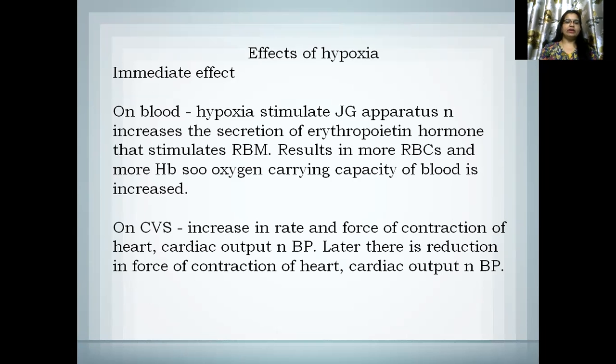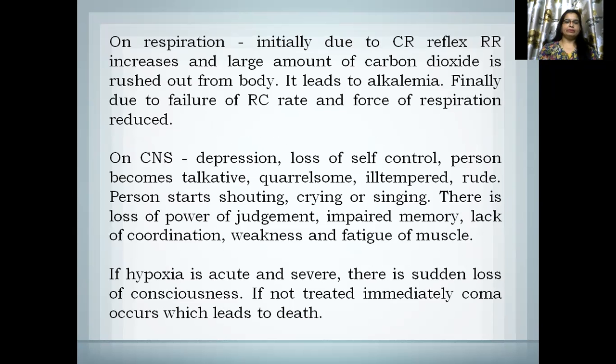Then immediate effect on blood. Hypoxia stimulates the JG apparatus, meaning juxtaglomerular apparatus, and increases the secretion of erythropoietin hormone that stimulates red bone marrow, resulting in more RBCs and more oxygen. So oxygen carrying capacity of blood is increased. On CVS, increase in rate and force of contraction of heart, cardiac output, and blood pressure. Later, there is reduction in force of contraction of heart, cardiac output, and BP.